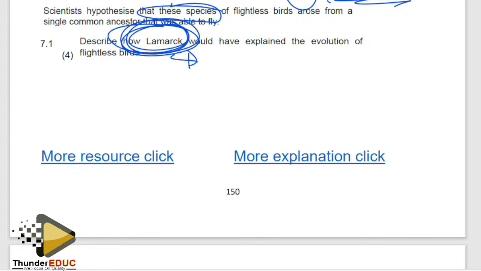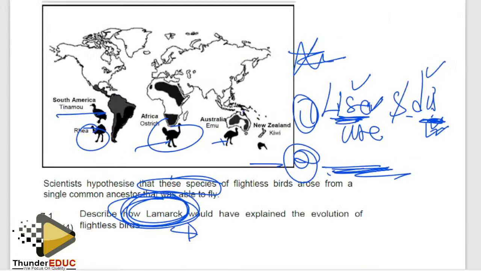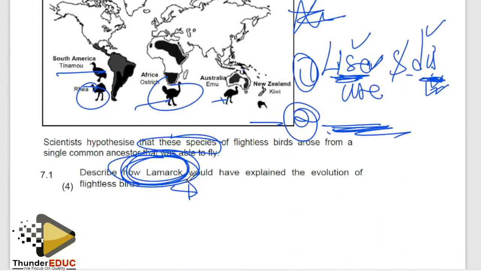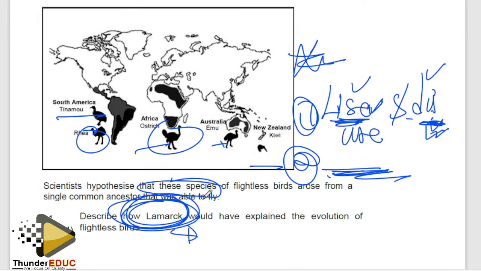Okay, it means that they started with small flying birds and ended with large flightless birds. Is it the same question? I think it's the question of, please describe. Okay, it's the same thing.